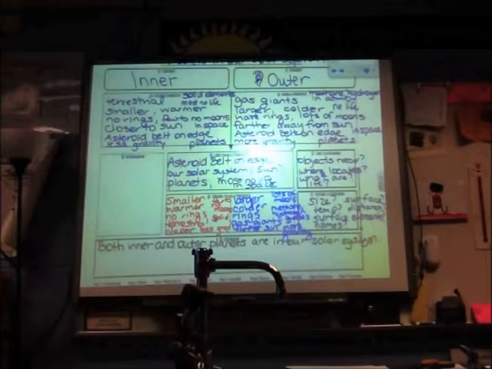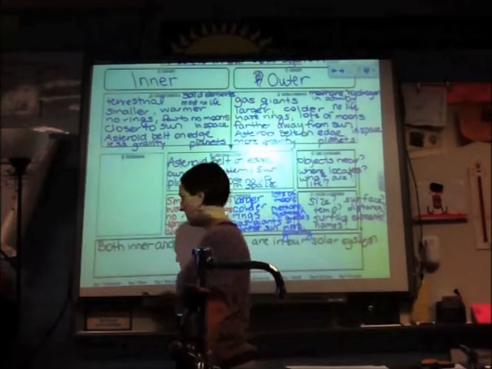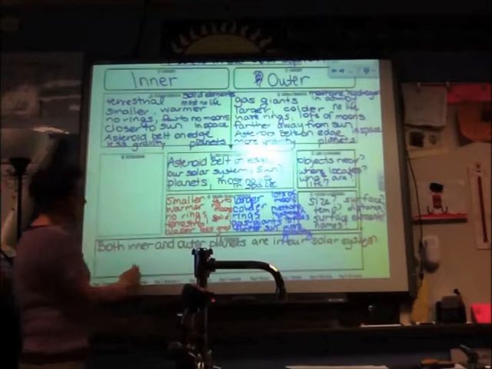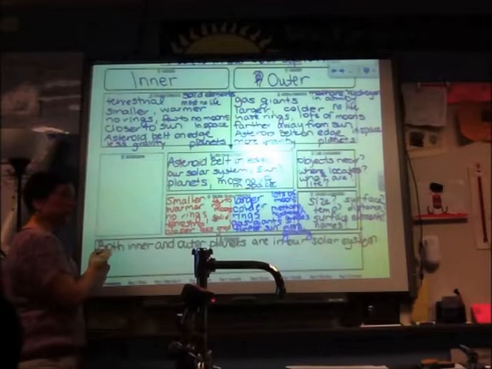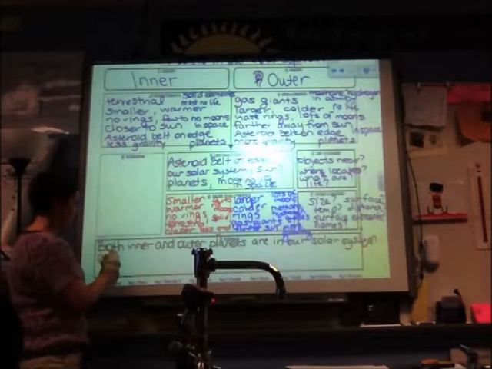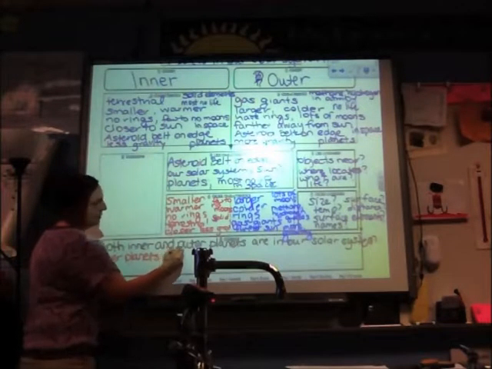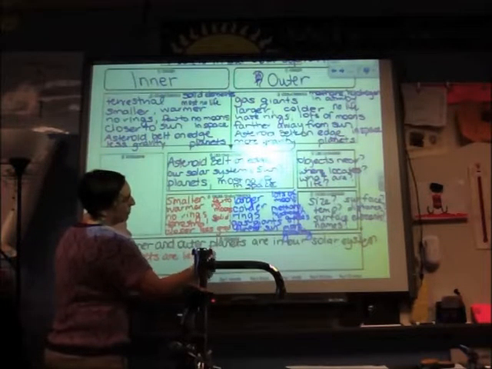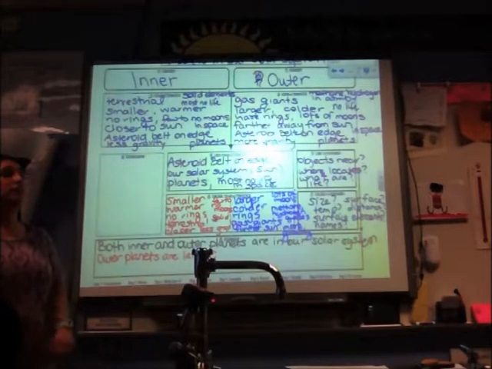Yes, Samantha. They're very different in size. Okay, so tell me about the size of the inner ones. Okay, I like to do it where I lump all of my inner together and I lump all my outer together. So I think size is a good one. Outer planets are larger. What other one or two facts do I need to include here? Tiana? Colder.